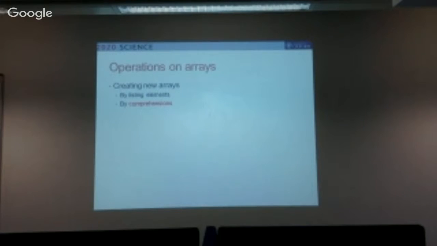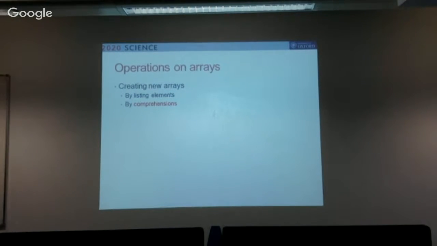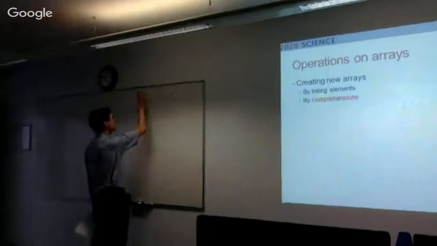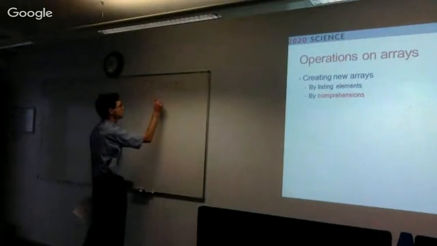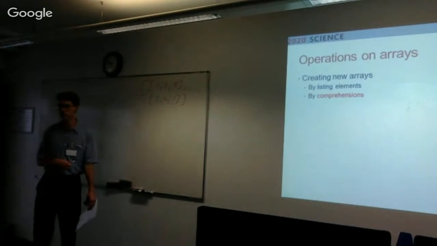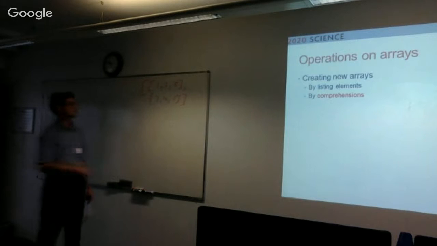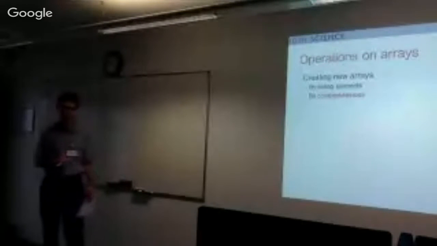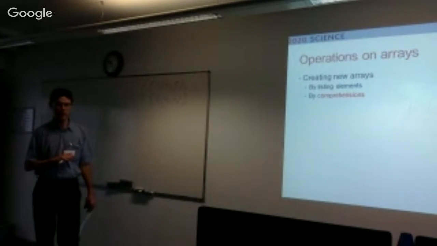So creating new arrays, the easy case, and the case that's probably most familiar, is just to list the elements, 3, 5. That is a one-dimensional array with 3 elements. And we can create larger arrays in exactly the same fashion. So I can stick another one in there. Now I've got a 2-dimensional array that has 2 in the first dimension and then 3 in the second dimension, a 2 by 3 array. You can also create arrays by comprehensions.